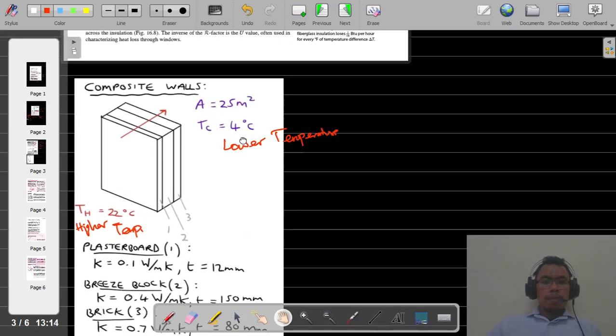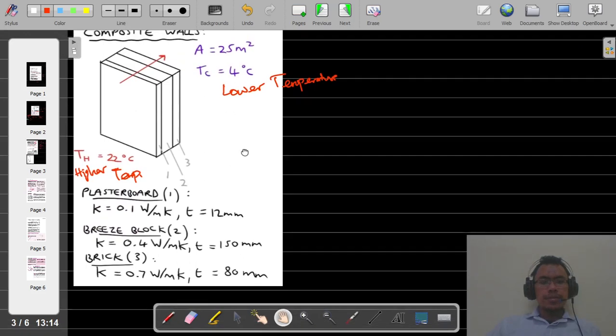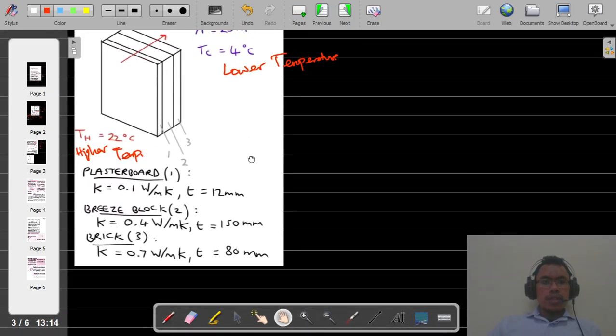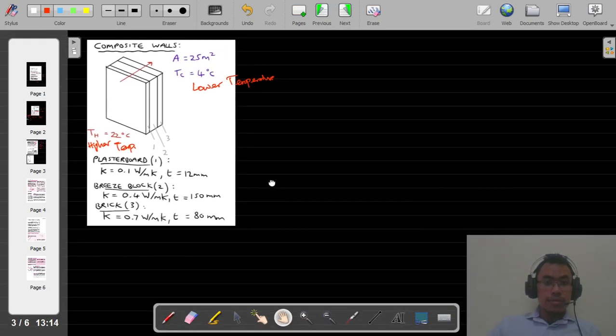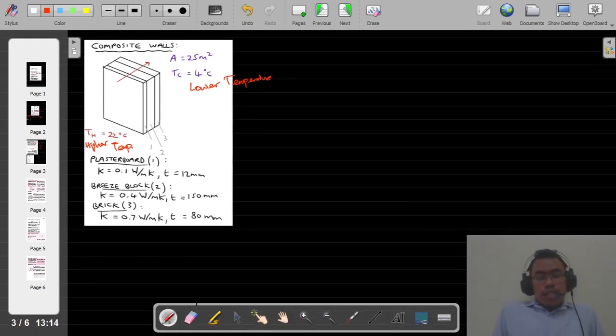So okay, but I think we have to change the value of every property here into the international unit.